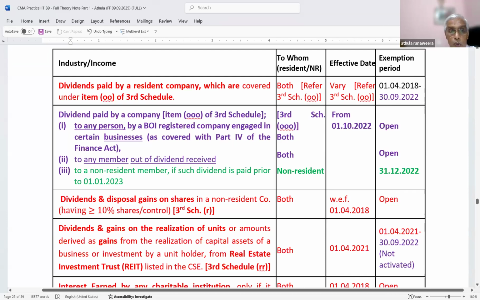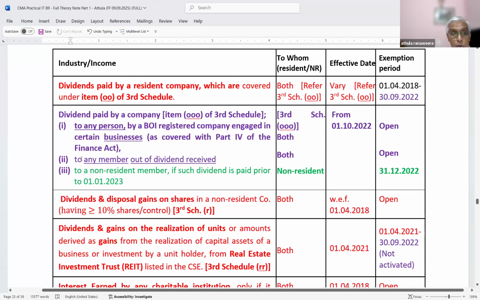If a dividend is paid to any person by a BOI registered company engaged in certain businesses as covered with Part 4 of the Finance Act, these are international market related activities. There, we can read that and see, but the only problem is that now there can't be new exemptions, because there won't be new BOI companies having this facility.